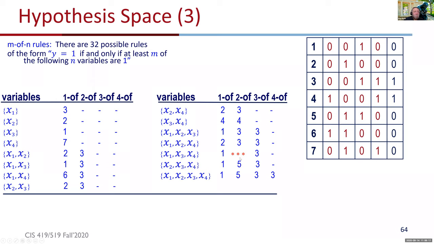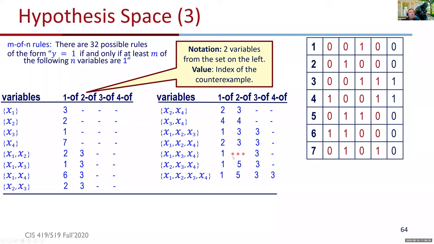If two of them are on, two out of X1, X3, X4, then I claim that this is consistent with the table. Let's check. At least two of them. So let's look at the positive examples. It's true. In this case, X3 and X4 are on. In this case, X1 and X4 are on. And every other case where not two of these are on is actually a negative example. Again, you can go and check. So I learned the function, right? Two out of X1, X3, X4 is a good function because it's consistent with the data.